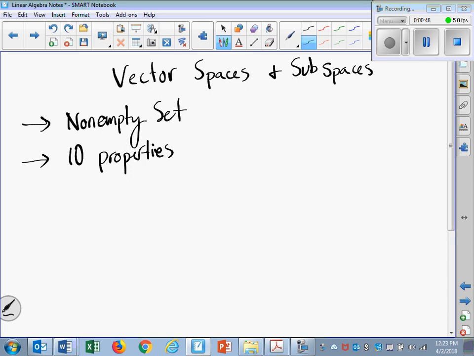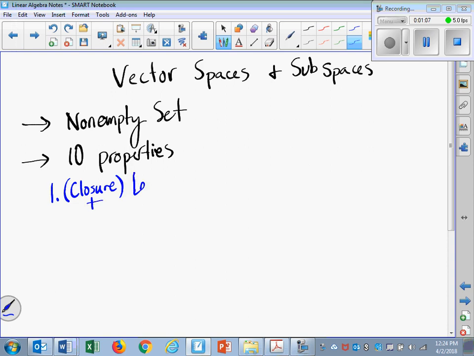When we're checking to see if a space is a vector space, you want to see that these 10 properties are all satisfied. So let's go ahead and list them. What are they? The first property is called closure. So closure of addition. I'm going to put a little plus sign below it.